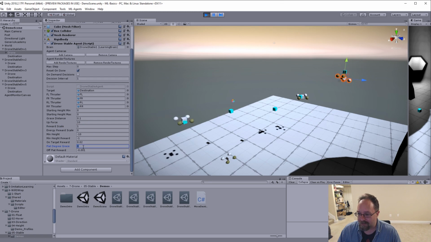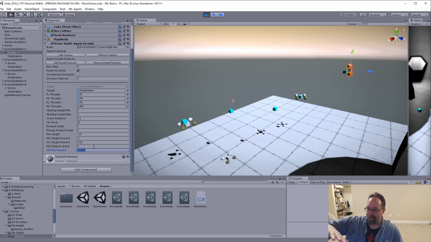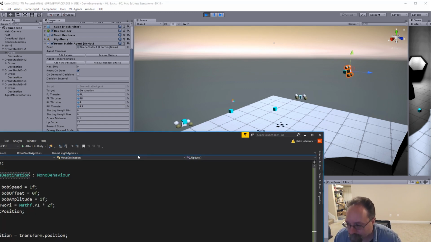Flat degree grace is where I start talking about how flat you want to be. If you're tilted maybe a couple degrees, you say it's flat enough to call it flat, and you get the reward. You're saved from a penalty, right? But if you're off flat, then we take the number of degrees and penalize you. In this case, the penalization is very small, negative 0.001. So if you're too far off, we take the angle that you are off and multiply it by that reward.